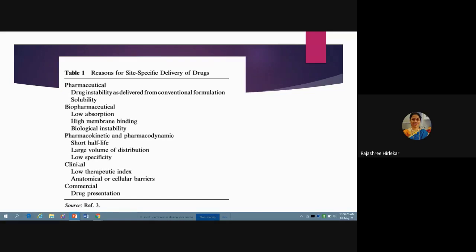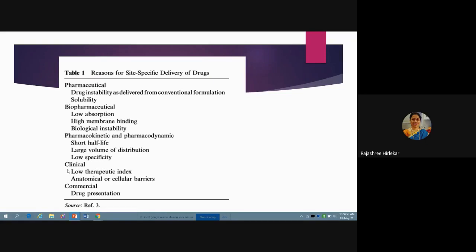There are certain drugs which show low specificity, meaning they will go to all the organs, and wherever you actually want them to go, the concentration reached there is less; they have low specificity to that particular target site. So you can make some changes in the delivery system so that the drug is targeted to that particular specific tissue and you will get the required effect.